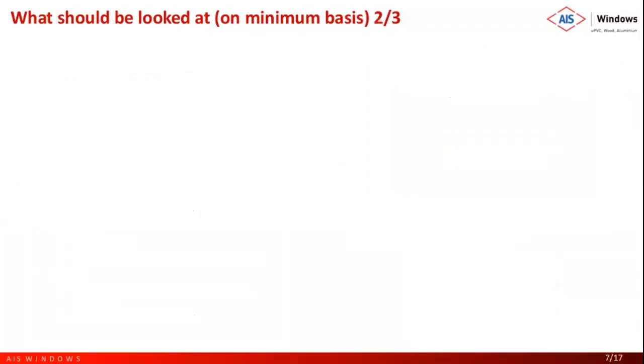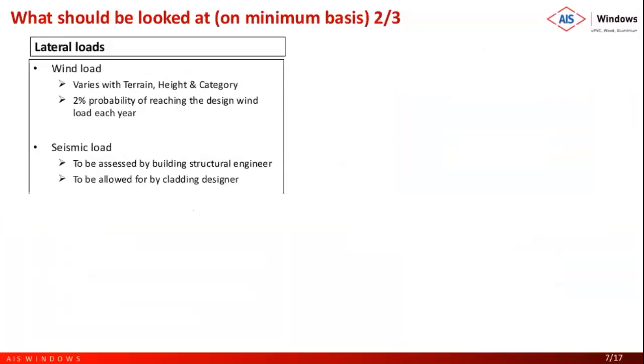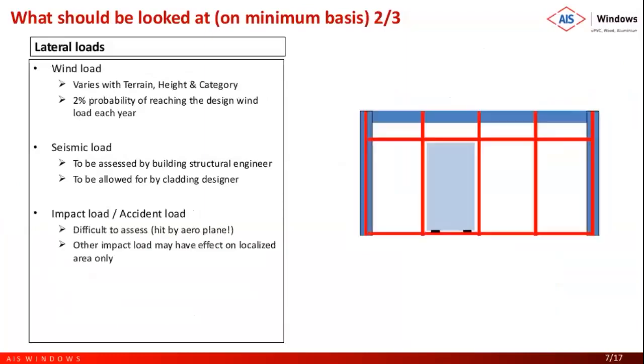Moving on to the next slide, the next part which we should definitely look at is the lateral load. So what is lateral load? Lateral load is essentially wind load and seismic load. Wind load is dependent on three main factors: terrain, where it is located, what is the height of the building, what is the category where the building is located, whether the building is in a densely populated area, or on the seaside, or on top of a cliff. So all those factors determine what is the applicable wind load of the building.